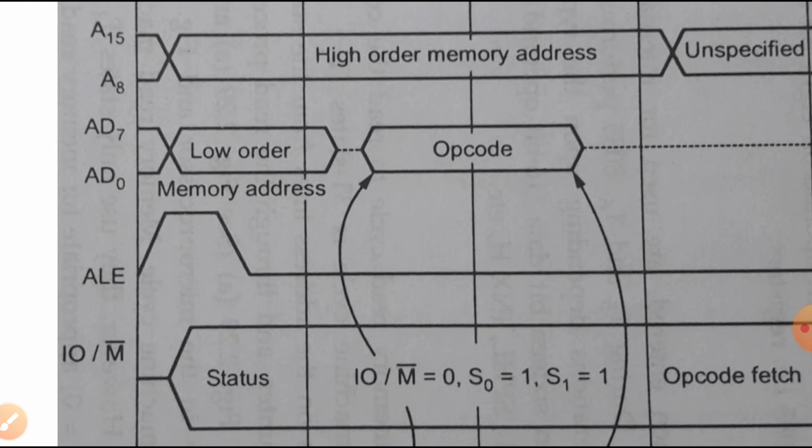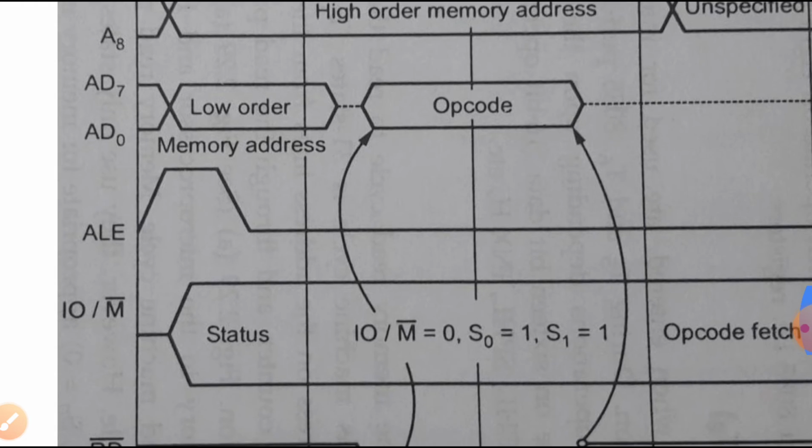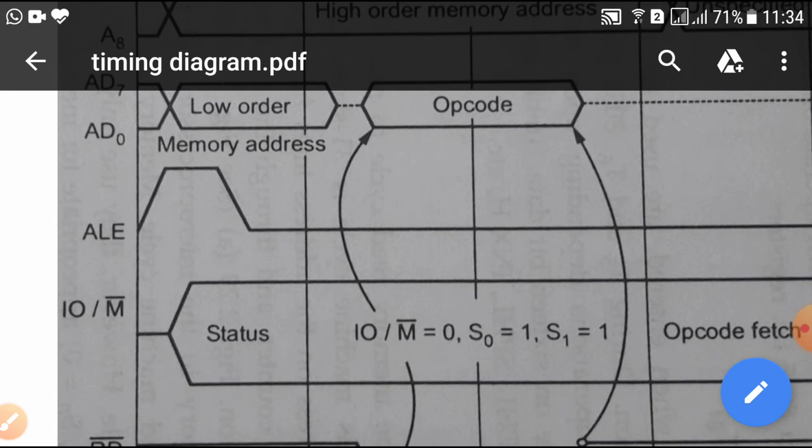In T1, 8085 also sends the IO/memory signal along with the status signals. IO/memory specifies whether it is a memory operation or an input output operation. The condition of S1 and S0 represents whether it is a read, write or opcode fetch operation. So in this particular case, since it is an opcode fetch operation, IO/memory is 0, S0 is equal to 1 and S1 is equal to 1.